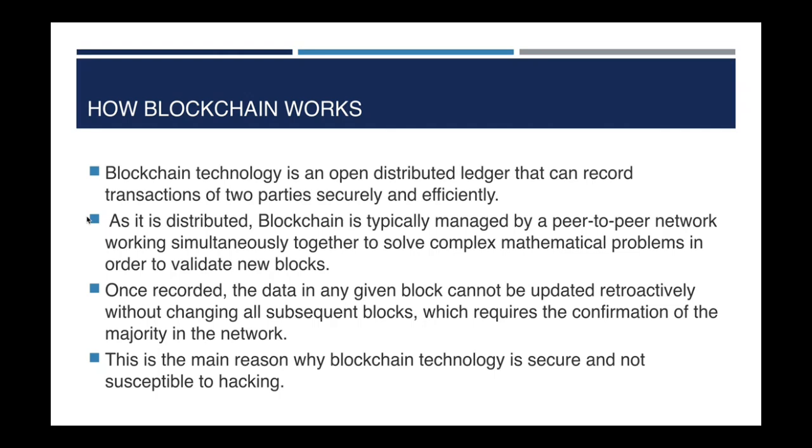In this consensus process, each peer works simultaneously to solve a complex mathematical problem to validate the next block. Once the block is added to the blockchain, you cannot change it. Even if you try to change it, it is easy to verify that it is malicious data. This is the reason why blockchain is secure.